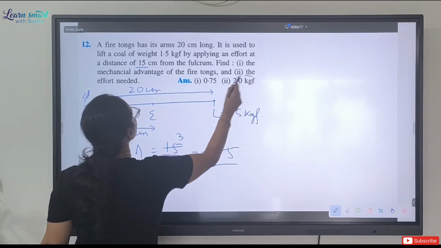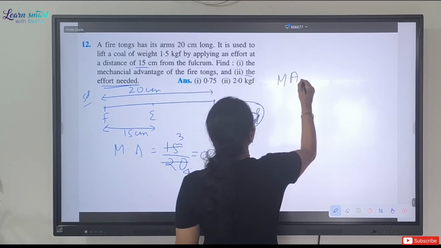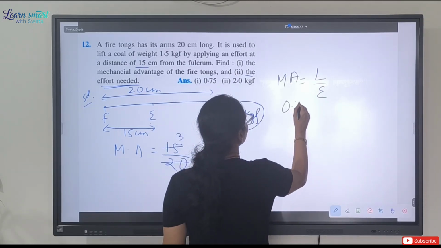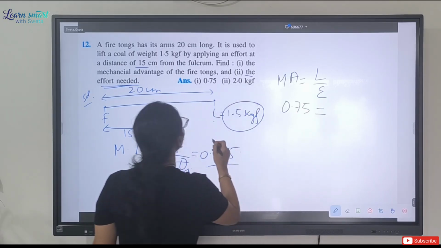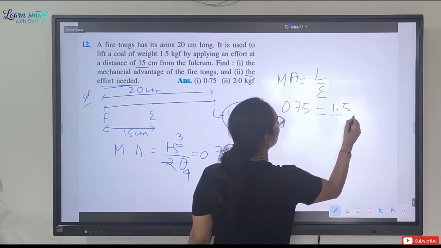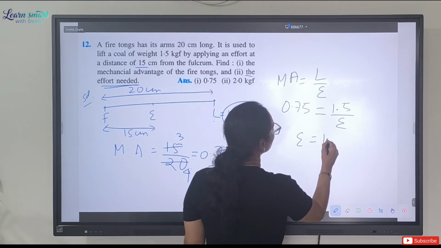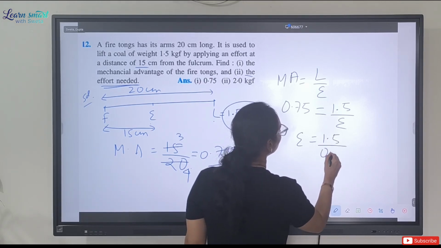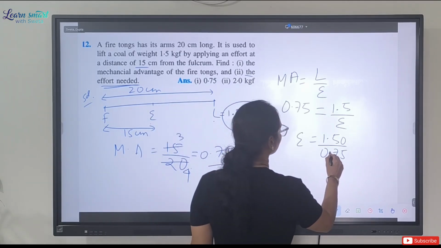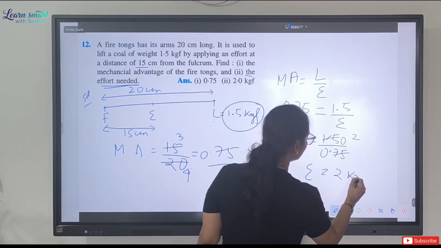And now we have to calculate the effort needed. So mechanical advantage equals load upon effort. Mechanical advantage is 0.75 equals load, and load is, they had given, 1.5. So 1.5 upon effort. We just have to calculate it. So effort equals 1.5 upon 0.75. And just calculate, we will get the answer. So effort is equal to 2 kgf.